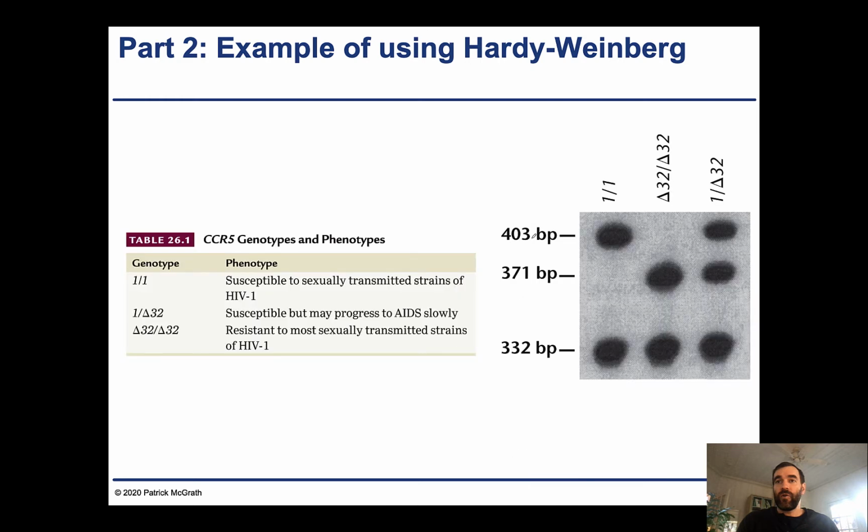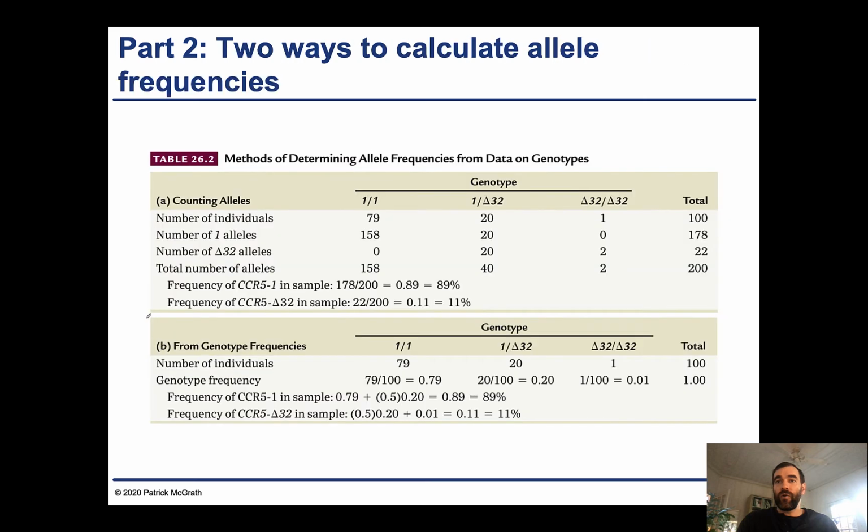So individuals that are heterozygote look like this, individuals that are homozygote look like this, and then homozygous for the other allele look like this. This is just the size of the DNA, and you can see the size of this DNA is approximately 32 base pairs different. So 403 minus 371, and that's where the name delta 32 comes from.